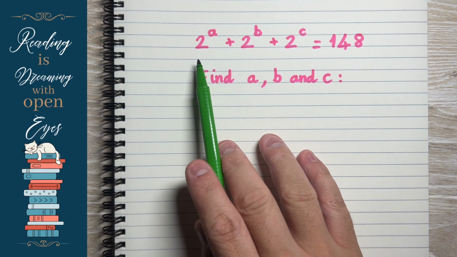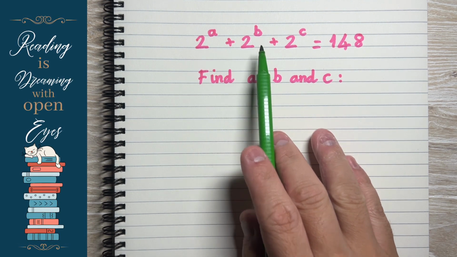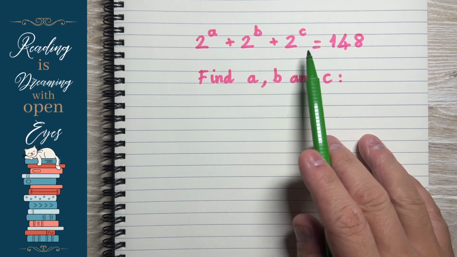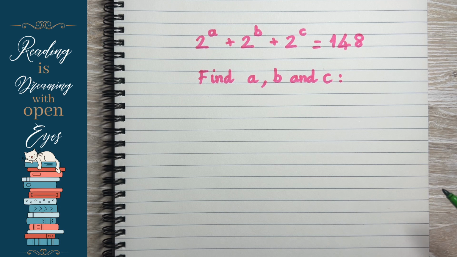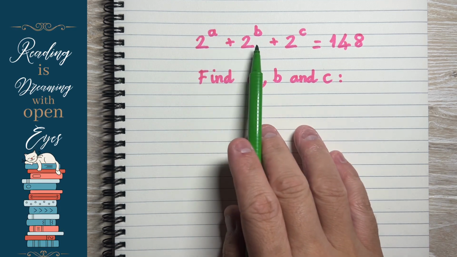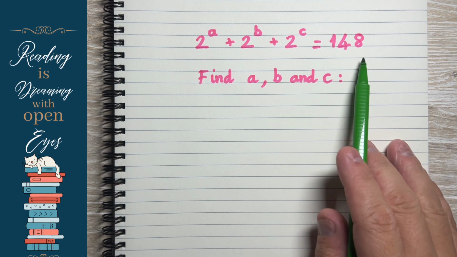We have a question: 2 to the power of a plus 2 to the power of b plus 2 to the power of c equals 148. Find a, b, and c. We know 2 to the power of a, b, and c are powers of 2, and their sum is 148.